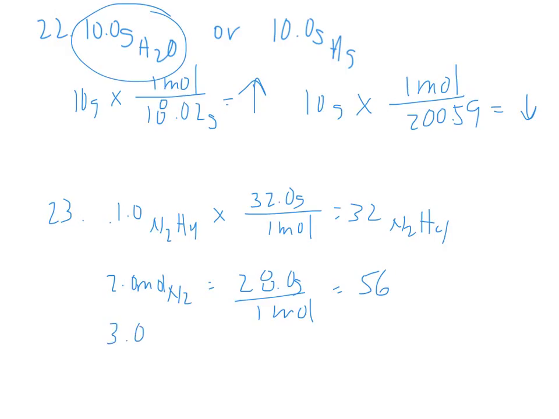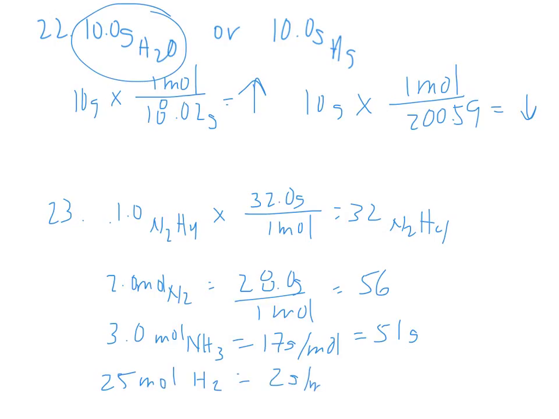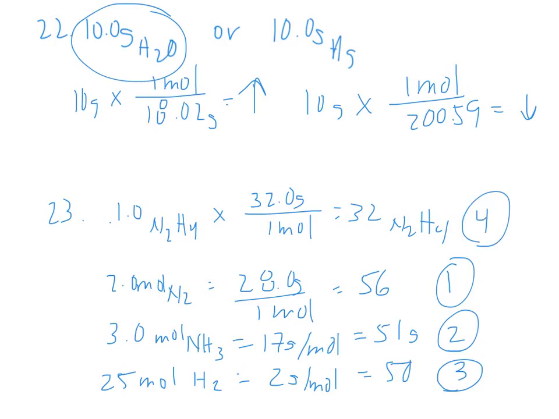3 moles of NH3, so 14, it's going to be around 17 grams per mole. 3 times 17, I know 3 times 15 is 45. 3 times 2, so about 51 grams. And let me just squeeze D on here, 25 moles of H2. H2 is only about 2 grams per mole, so this is around 50. So descending order then should be heaviest to lightest. I should be my 56, or my 2 moles of N2 is first. And then my second mass should be my 3 moles of NH3, and then my 25 moles of H2, and finally my 1 mole of N2H4.